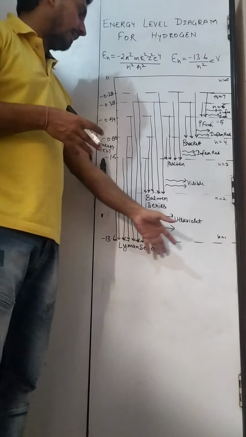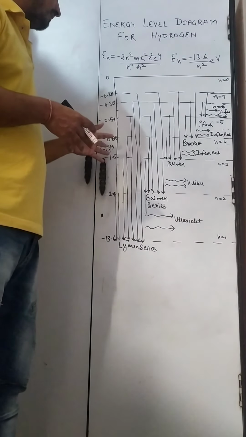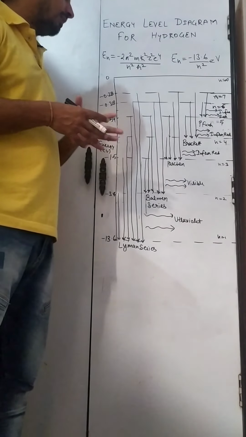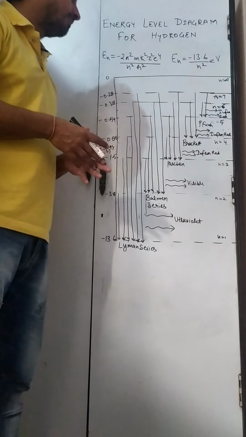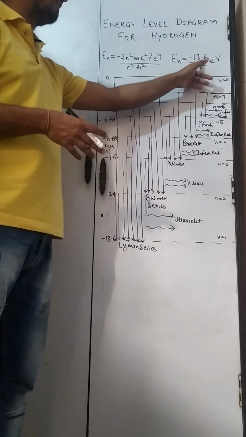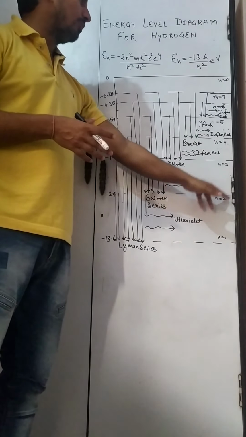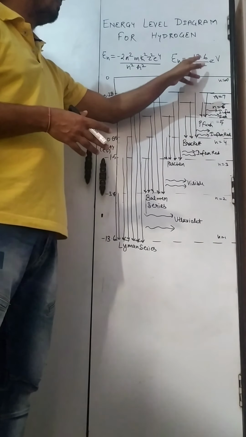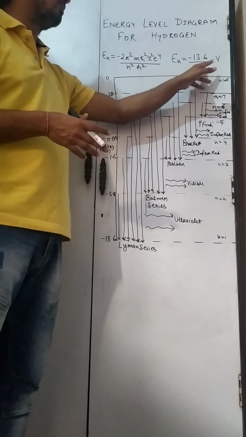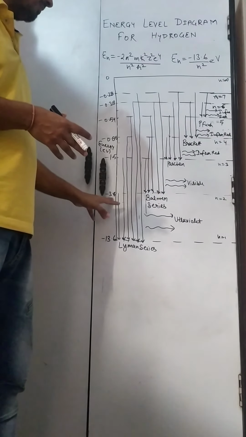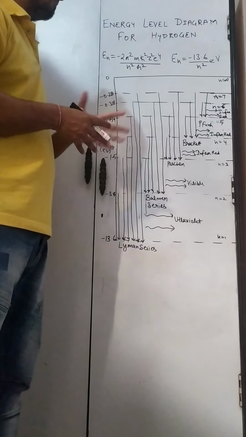This is the energy level diagram in which energy is written in electron volts. Suppose for n equals 1, put n equals 1, this will be minus 13.6 electron volts. For n equals 2, put n equals 2, so it will be minus 13.6 upon 2 squared, which means 4, so it will be minus 3.4, and so on.